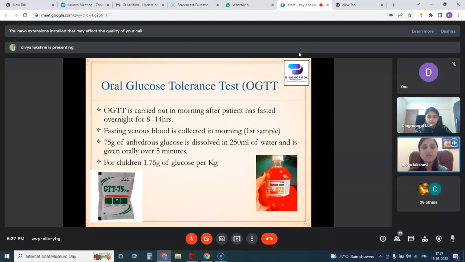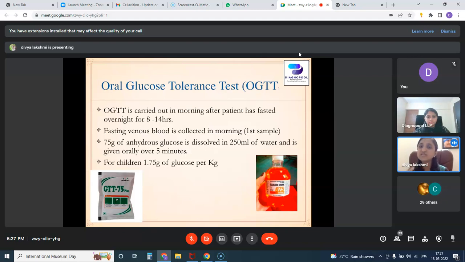Best is, readily available glucose drink solutions are available, that is 75 gram and 100 gram. You can use that, or sachets are also available, that is 75 gram and 100 gram glucose sachets. You can use those solutions also. Some people use 75 gram of glucose, some people use 100 gram of glucose.